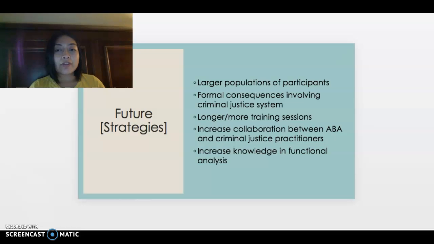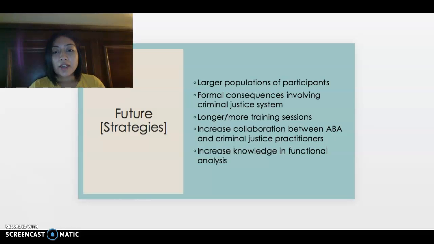Another one is that if we have longer or more training sessions, and including training sessions that extend to when the inmates are out of prison, we'll have more evidence on the effect of ABA on the inmates. Next is the increase in collaboration between ABA and criminal justice practitioners. If we have an increase in this collaboration, we can do so much more. So we can have those formal consequences, and we would be able to have more resources and even more research studies between the two fields.